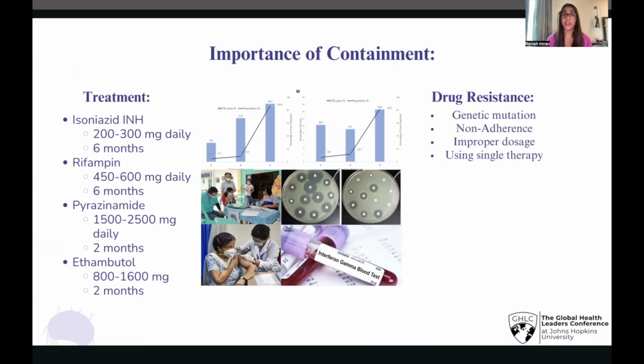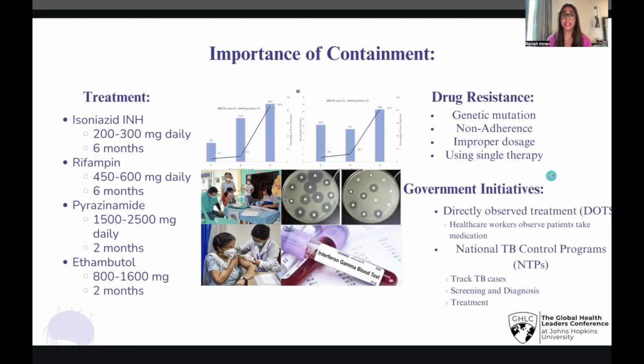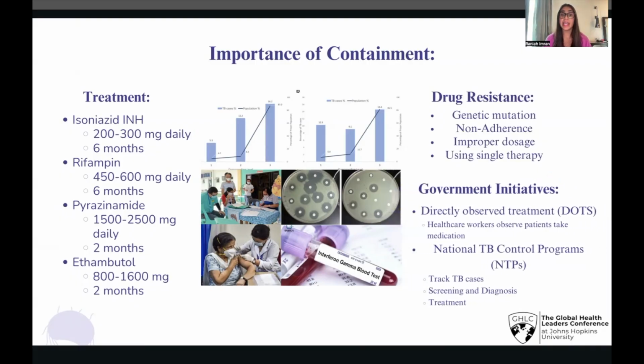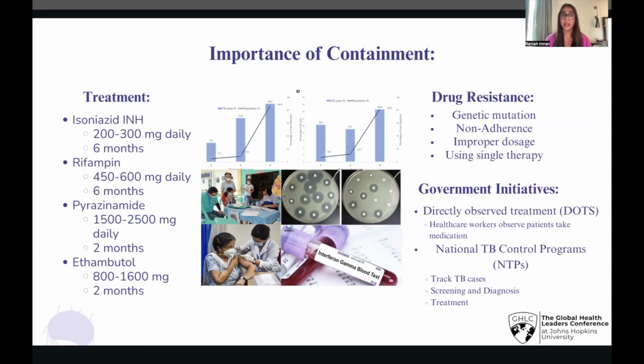In response to the threat of drug-resistant TB, medical professionals have intensified efforts to improve treatment adherence and infection control. Many low and middle-income countries collaborate with international organizations to strengthen TB prevention and control measures. One effective strategy is the Directly Observed Treatment, or DOTS protocol, where healthcare workers observe patients taking medication in order to ensure that they are adhering to the proper course. Another program is the National TB Control Program, which tracks TB cases, screens high-risk areas, and diagnoses as well as treats patients with TB.